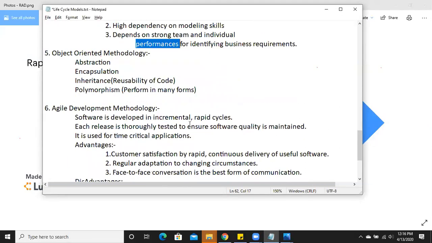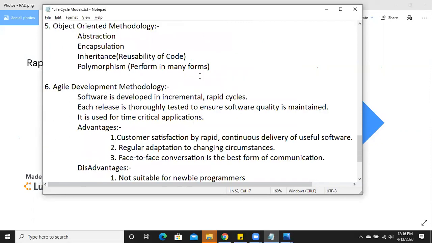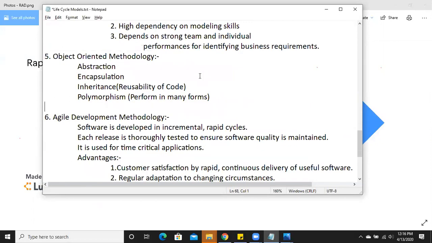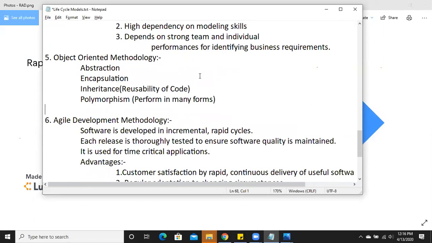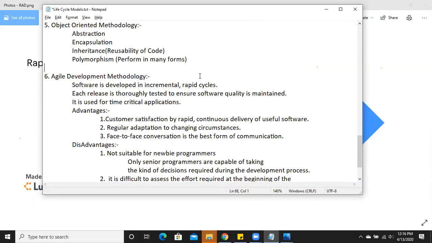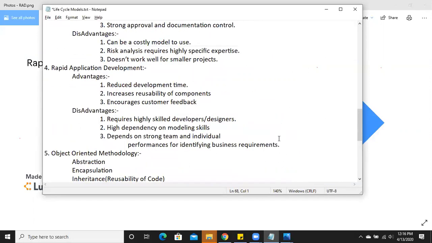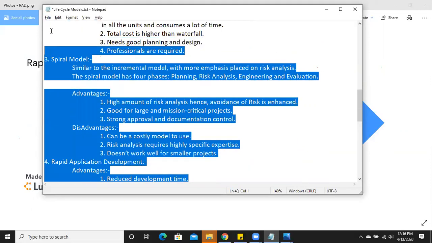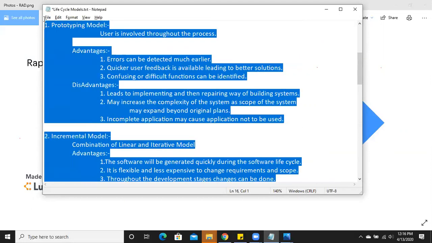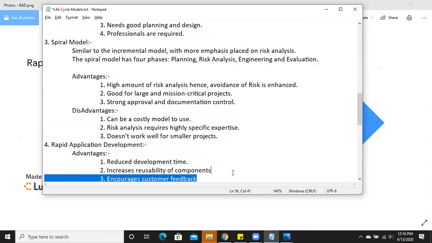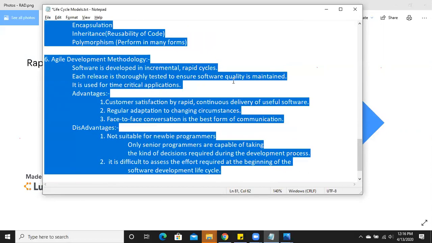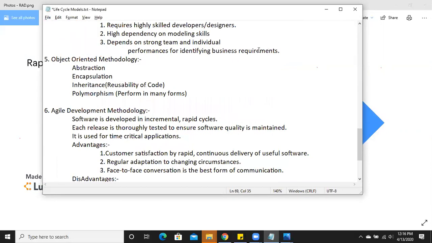We will use this kind of development when there is the requirement of reduction in the development time. So our next topic: these are all about the models, right? These are all about the models. Now next will be the methodologies. These basically both are the same.